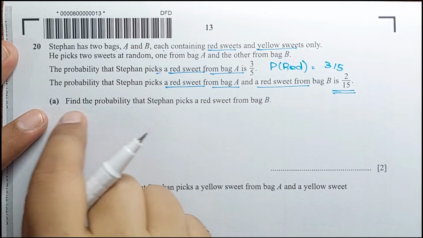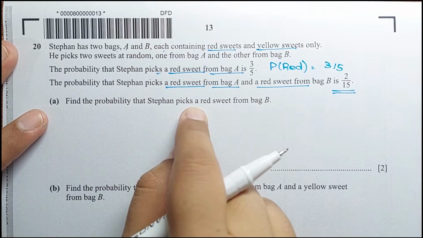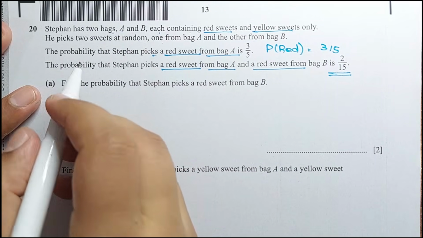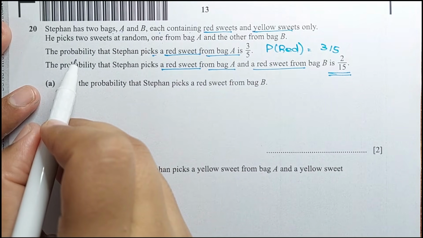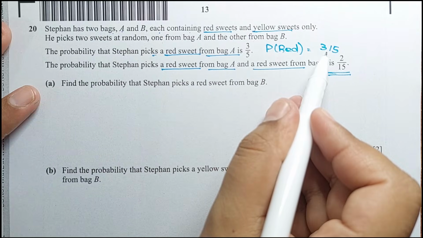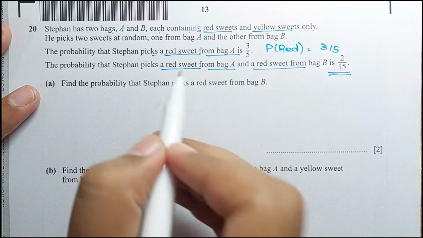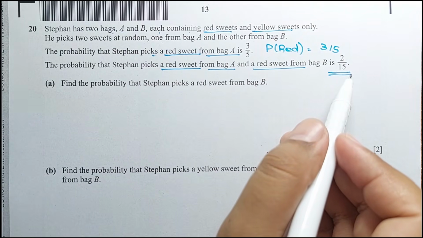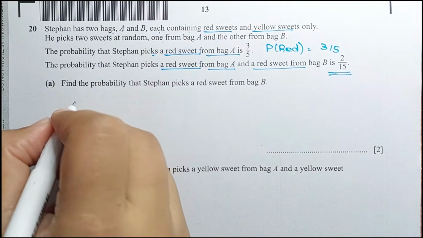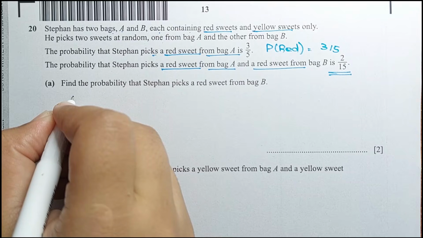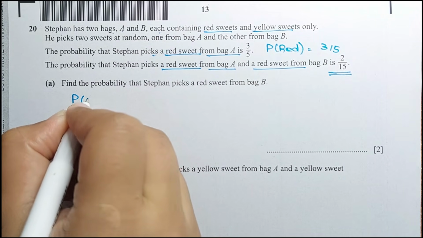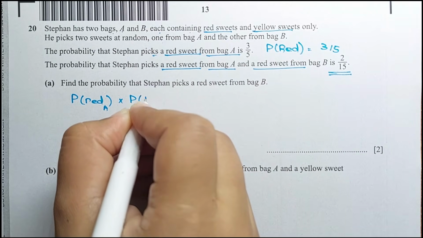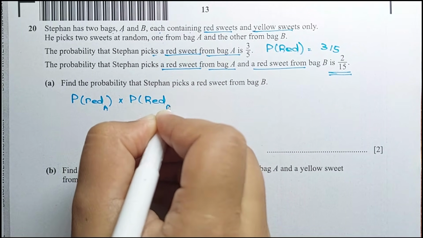Find the probability that Stephen picks a red sweet from bag B. Alright, so we have been given the probability that he picks a red from bag A. The two sweets he picked, red from bag A and red from bag B, so the probability of red from bag A multiplied by the probability of red from bag B.